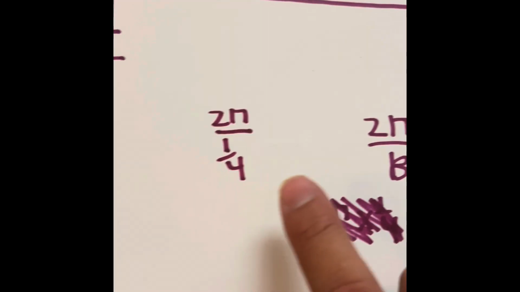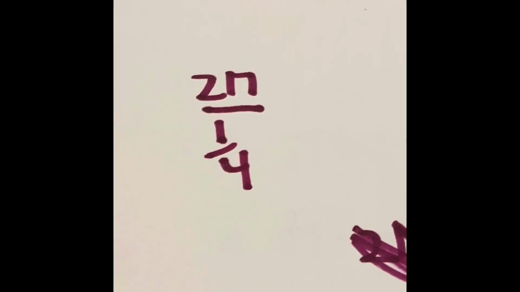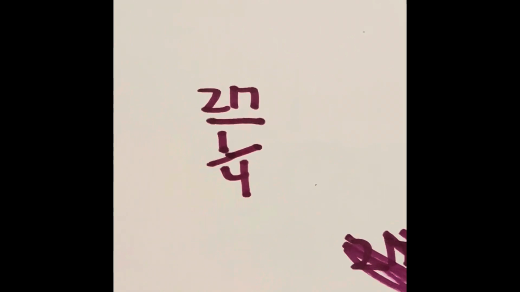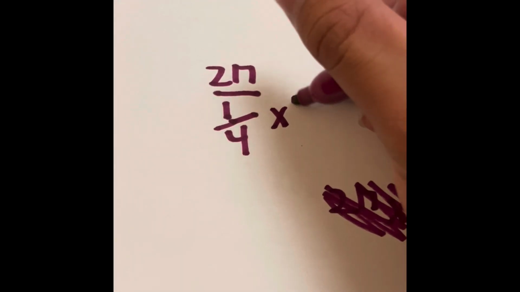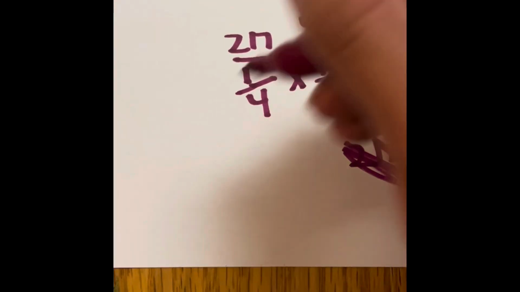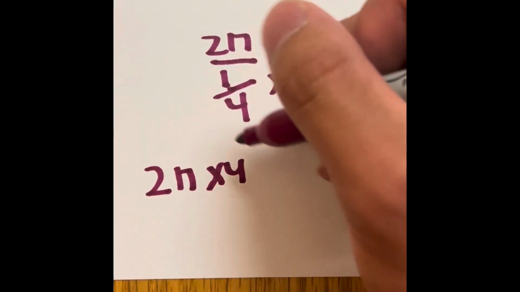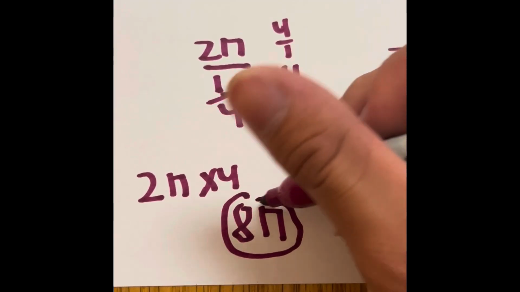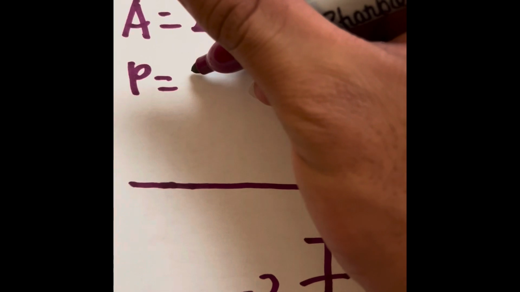But the problem is, this doesn't seem like a normal answer you would see in a math problem. You can't divide by fractions without rearranging it. So what we can do is multiply by the reciprocal, 4 over 1. So in reality, the problem is now 2 pi multiplied by 4, which means it's going to be represented as 8 pi. So our period is going to be 8 pi right here.